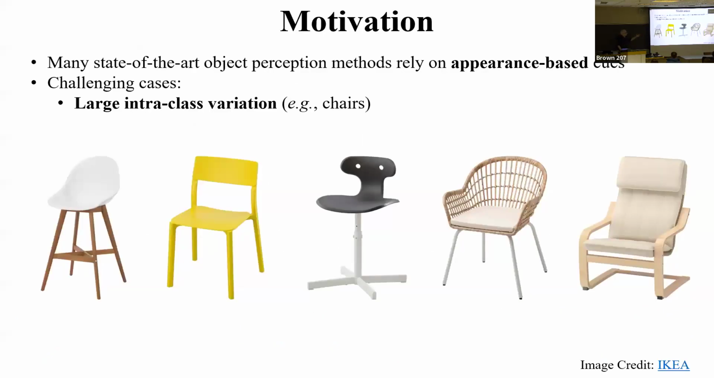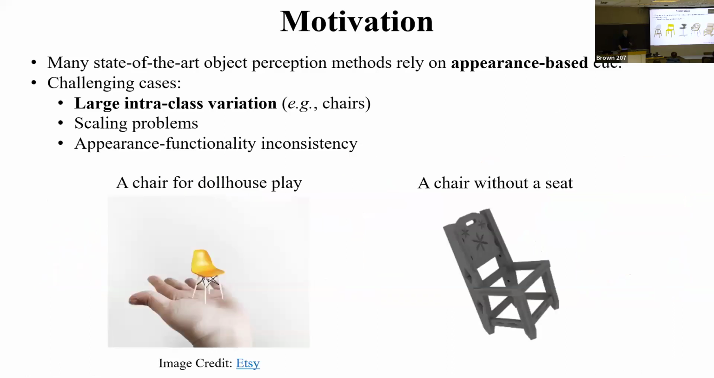So chairs come in all kinds of different shapes. And you can do very well using deep learning, but this looks like a chair, but you can't sit on it because it's a dollhouse chair, right? And this looks like a chair, but it has no seat. Okay, so it's possible to fool, in the interpolated space of all images, things that appear to be something, but actually do not have the correct functionality.